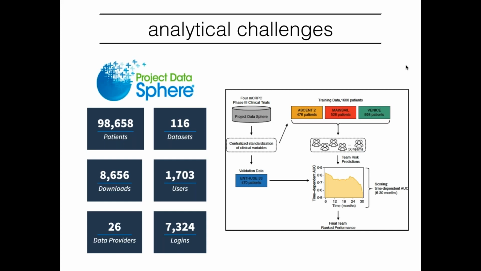So the first example I'm going to give is one of the analytical challenges that we ran in 2015 with a group called Project Datasphere. Project Datasphere is an independent nonprofit that spun out of the CEO roundtable of the pharmaceutical industry. What Project Datasphere has done is amass a large amount of comparator arm data from clinical trials that have been run not just by pharma, but also by academic groups.